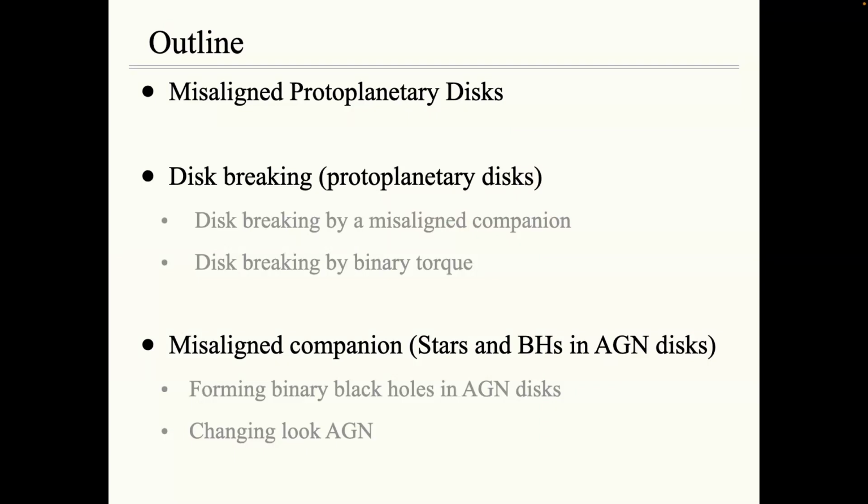Especially, there are observations showing that some protoplanetary disks are misaligned. That requires us to have a misaligned companion in the disk. So now we have the companion not in the disk plane, but misaligned. And this misaligned companion could do a lot of things. It could break the disks. And this could explain a lot of protoplanetary disk observations. And the disk will feed back to this companion and change the companion's orbits. And this may maybe apply to stars and black holes in AGN disks. So let's start with these new observations that drive this new theory development.